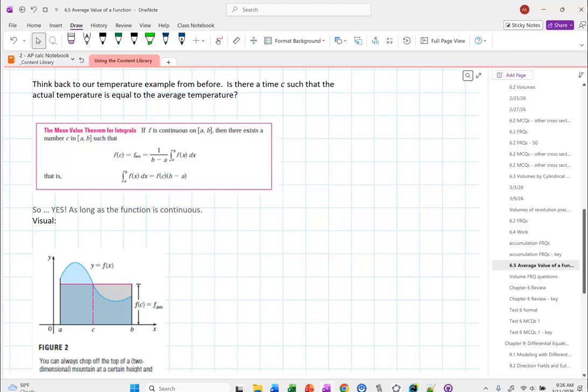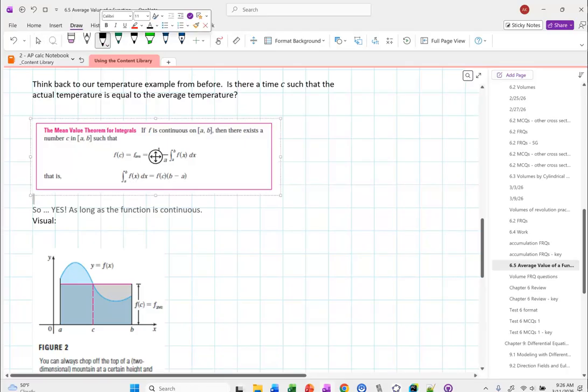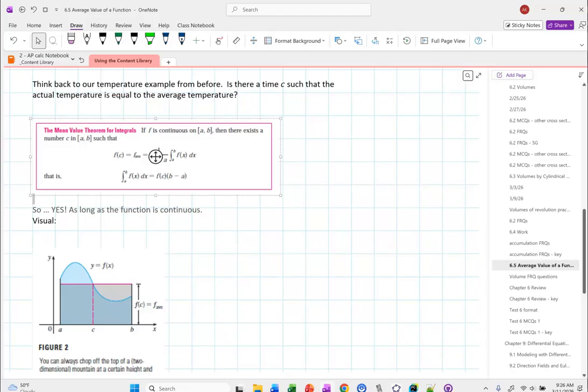It says that if f is continuous on the closed interval from a to b, there exists a c on that interval such that the average value is equal to f of c. Or you could think of the integral from a to b, f of x dx, the area under the curve, as equal to the area of the rectangle whose height is the average value. Right? You could use it either way.